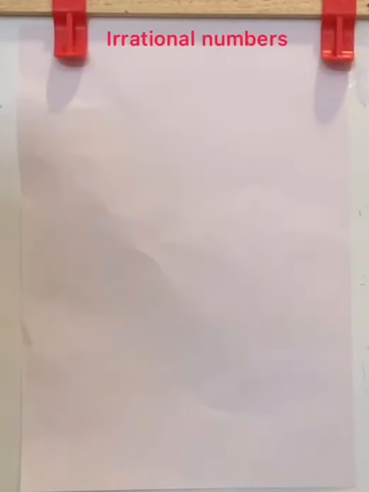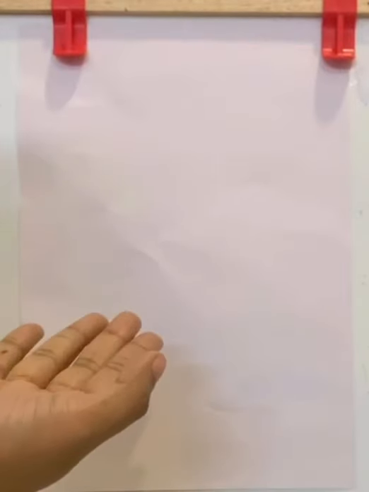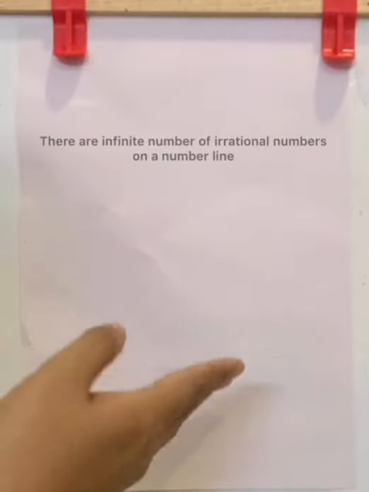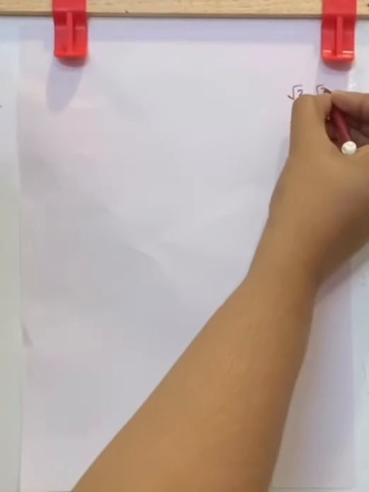Next is irrational numbers. We found that there are an infinite number of rational numbers in the number line. In the same way, we can say there are an infinite number of irrationals on the number line. For example, familiar irrational numbers are root 2, root 3, etc.